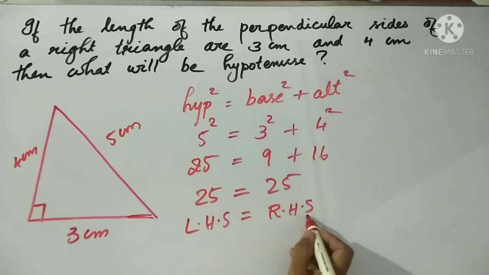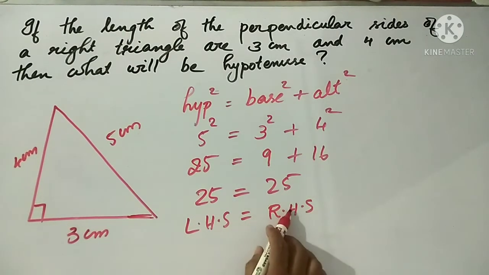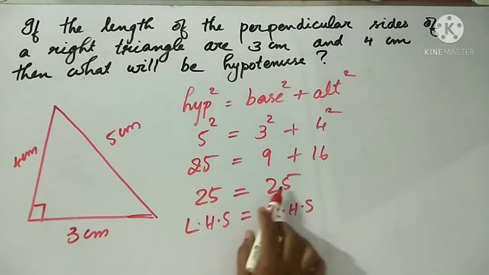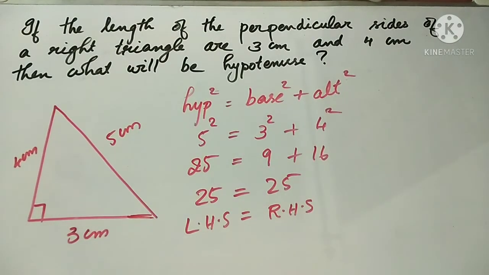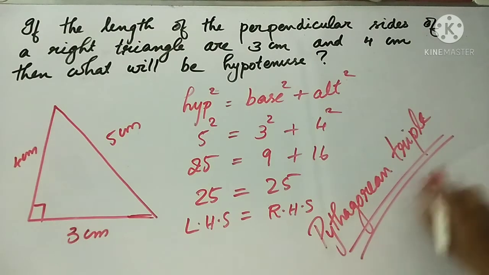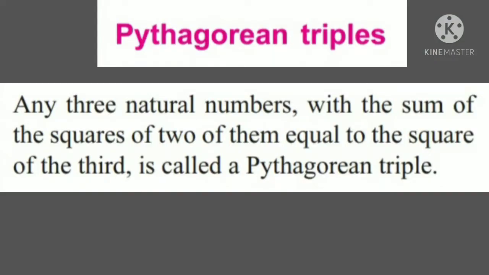What is LHS and RHS? Left hand side and right hand side. Left hand side and right hand side of the equal to sign are same. So this type of number, we call it as Pythagorean triples. Any three natural numbers with the sum of the squares of two of them equal to the square of the third is called a Pythagorean triple.